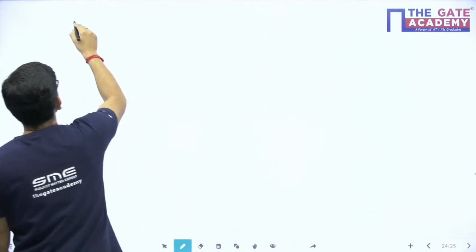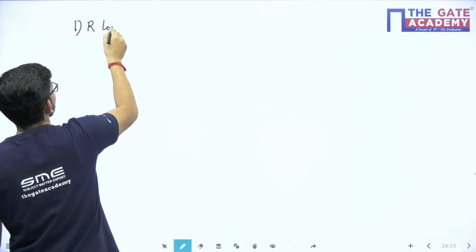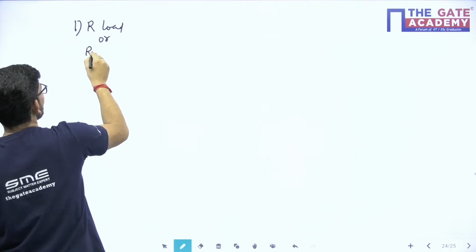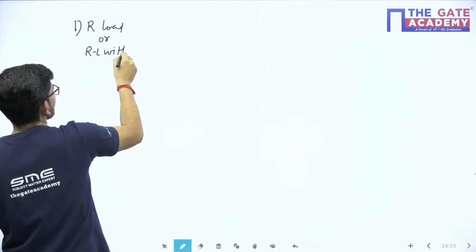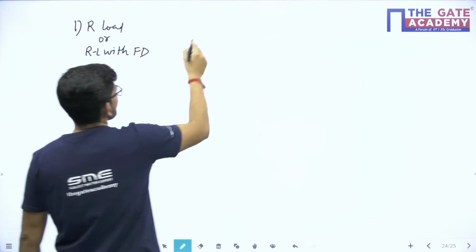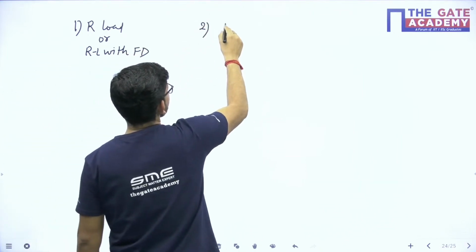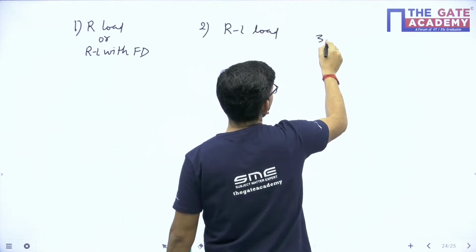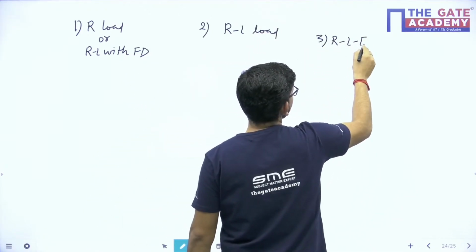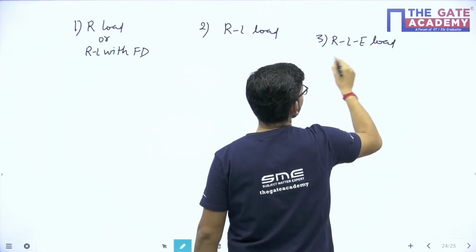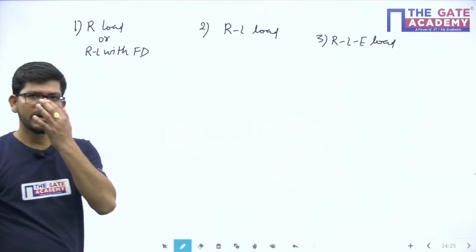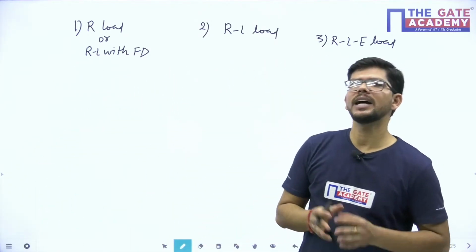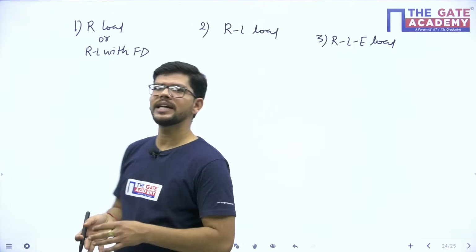Let me write it. R load, or RL load with freewheeling diode. Second case that we have is RL load, and third case that we will have is RLE load. So load can be out of these four. It can be an R load, purely resistive load, it can be an RL load, or it can be an RL load with freewheeling diode, and it can be an RLE load.